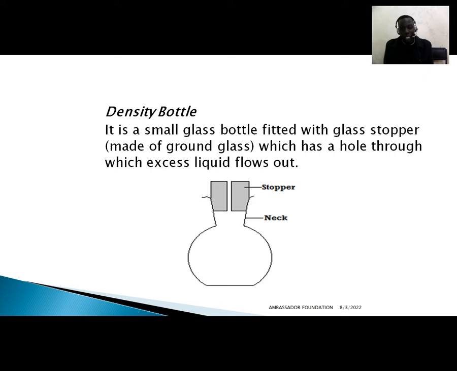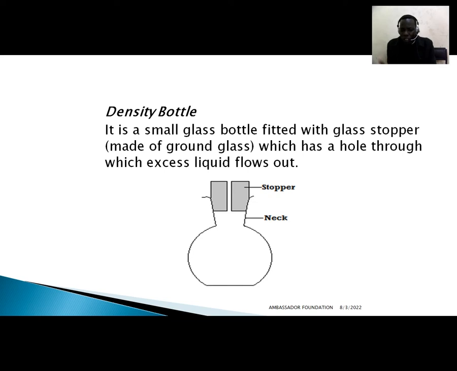If, for example, this density bottle is 10 grams when empty, just let's start from there. If it is 10 grams when empty, and then when you fill it with water, it gives you 50 grams when it is full of water. It means the water is 40 grams.